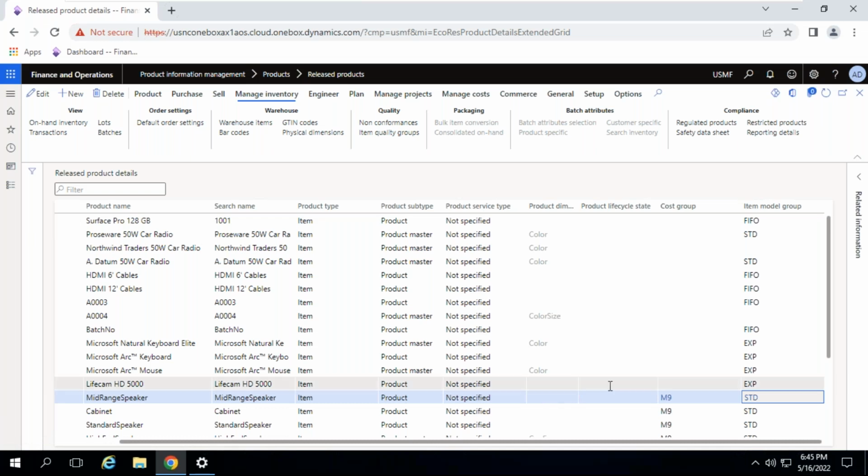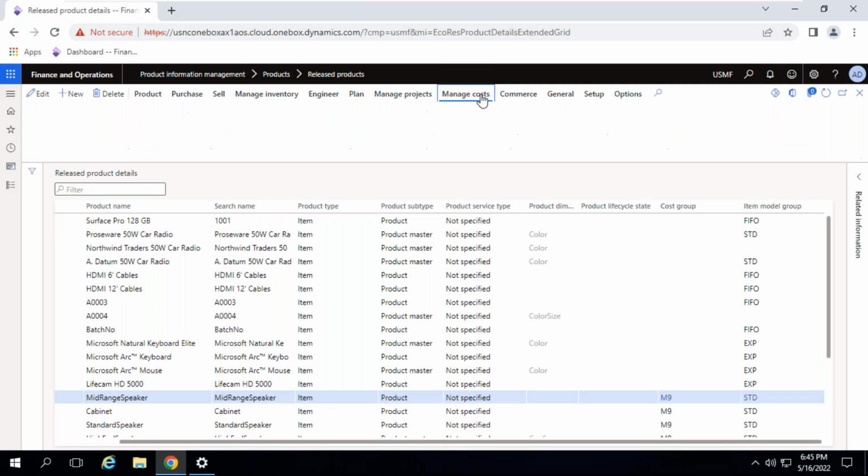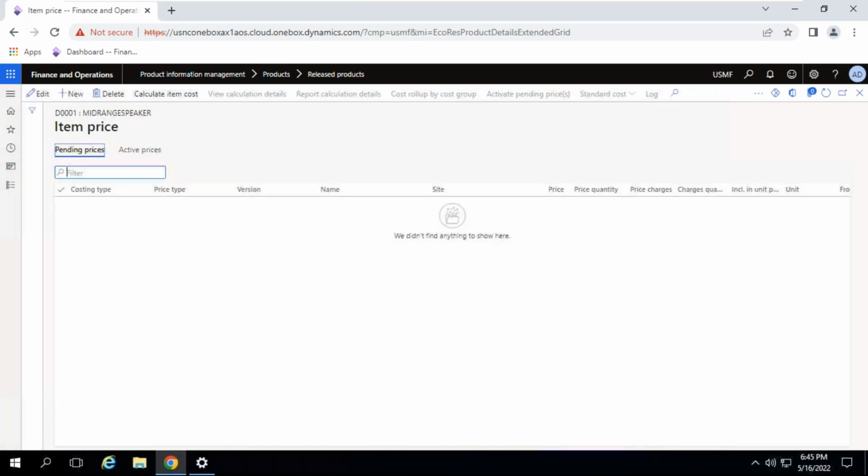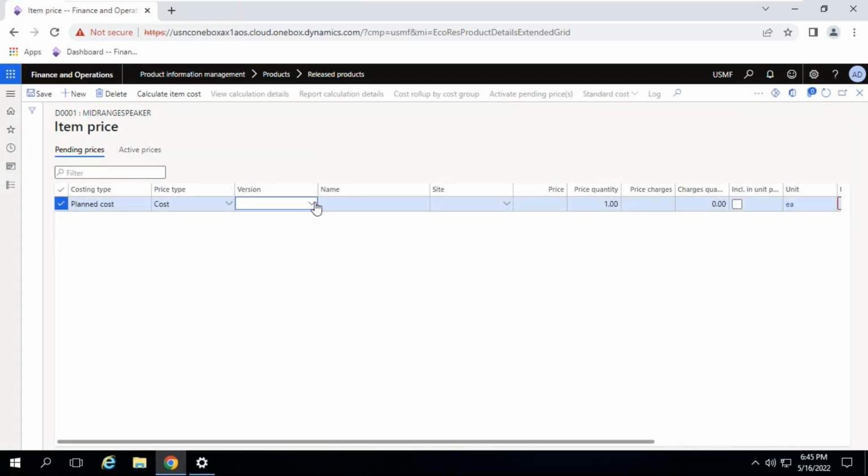If you are getting that one, what is the solution for standard cost? Then you need to go to manage costs tab, and set up area page, item price. You need to map the pending prices from here. You need to click new, and you need to select the costing version, and you need to enter the site, and you need to enter the price. Some price you need to enter. Then you need to click on activate.